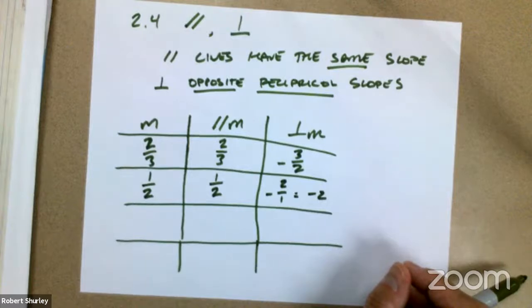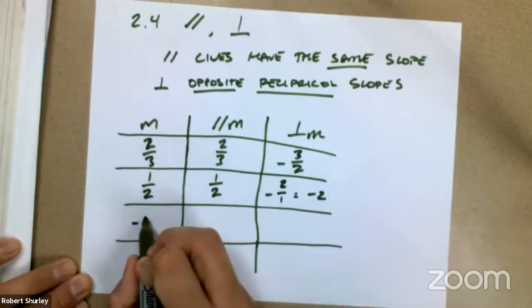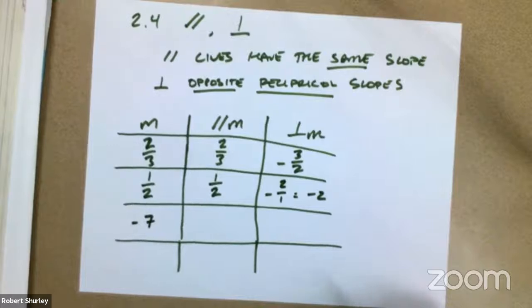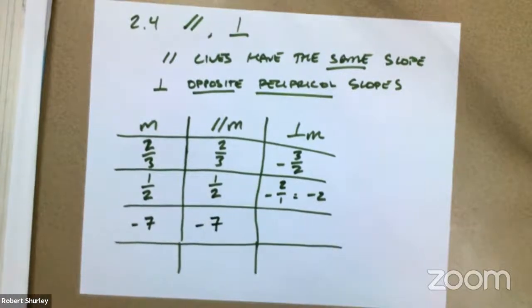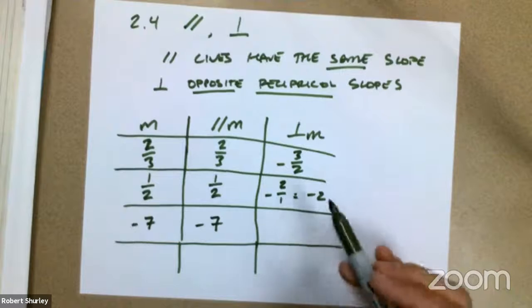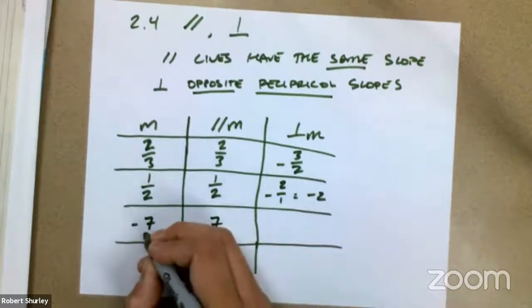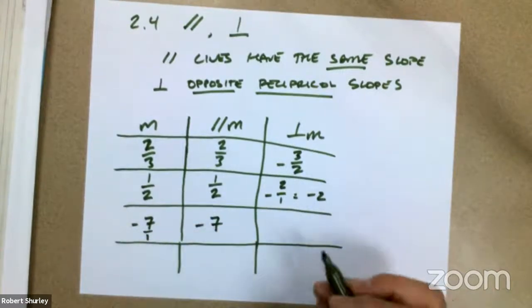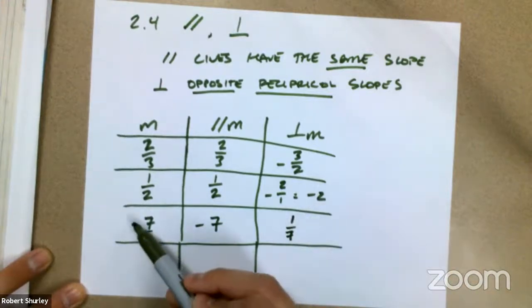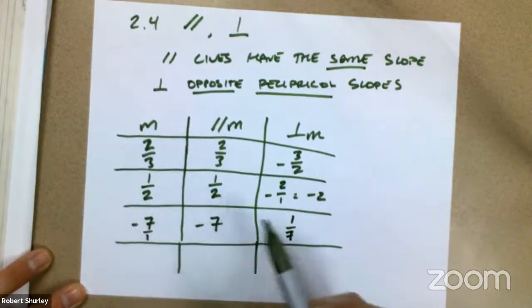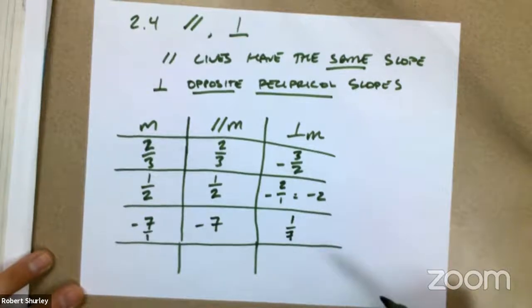Okay? Let's say we had like -7. I'll tell you, you need to think of it as a fraction once we get to the perpendicular part. But for parallel, we know it's the exact same. But now for perpendicular, think of it as -7/1. You're going to flip it, so it's going to become 1/7 and change the sign. It was negative. Now it's positive. So that's my perpendicular slope.